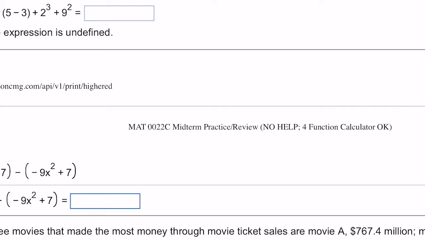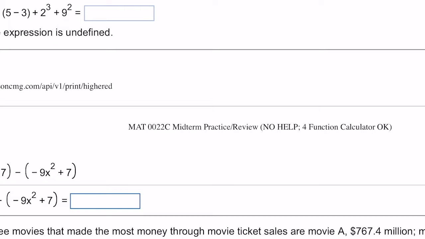So if I look at this expression, I see powers there, so I need to make sure I take care of exponents, and I also see parentheses. Okay, so I'm going to work out the powers here. 4 squared just means 4 times 4, which is 16. And then I have times 5 minus 3, got to take care of the parentheses, which is 2, plus 2 to the third is 2 times 2 times 2, which is 8, plus 9 squared, 9 times 9, 81.